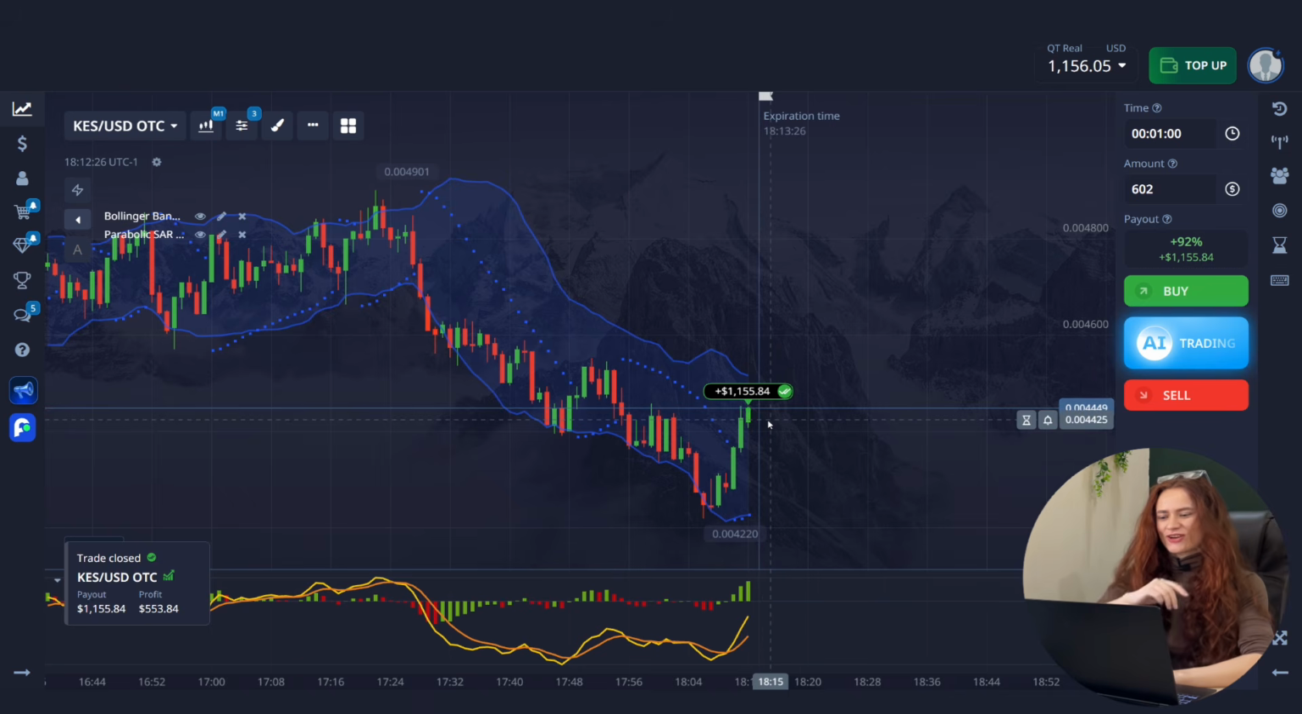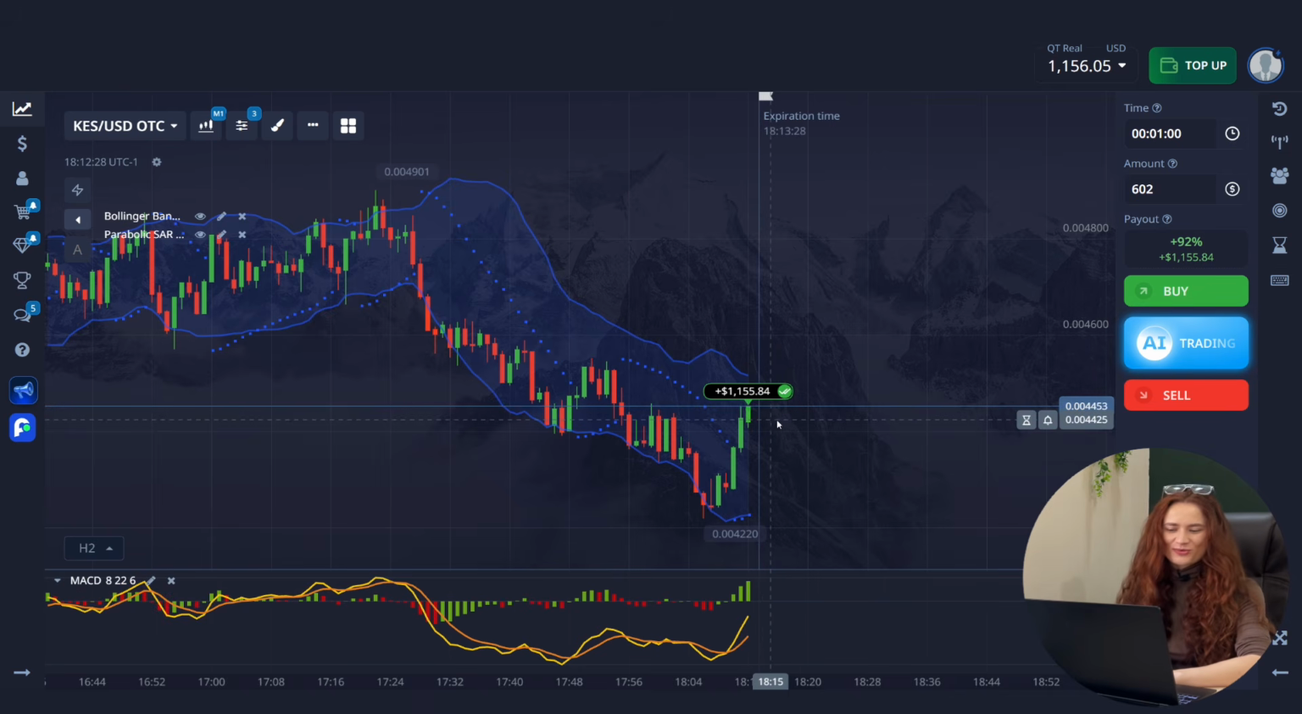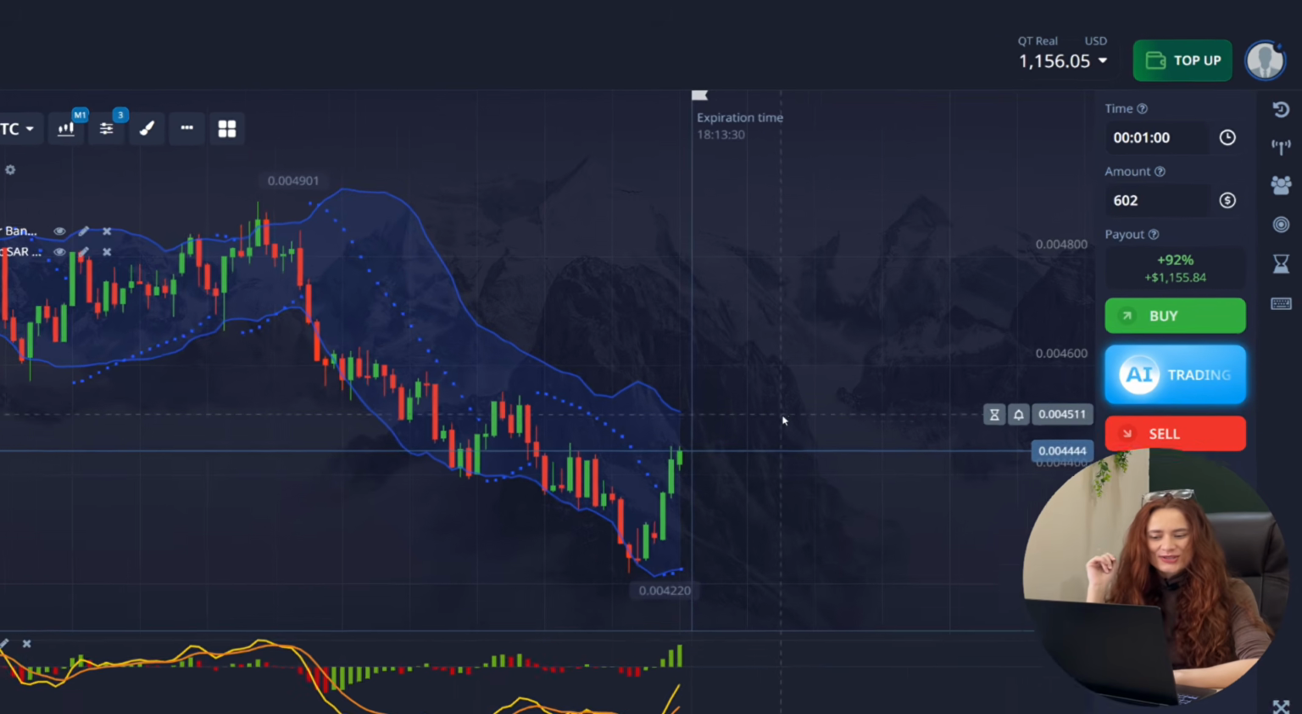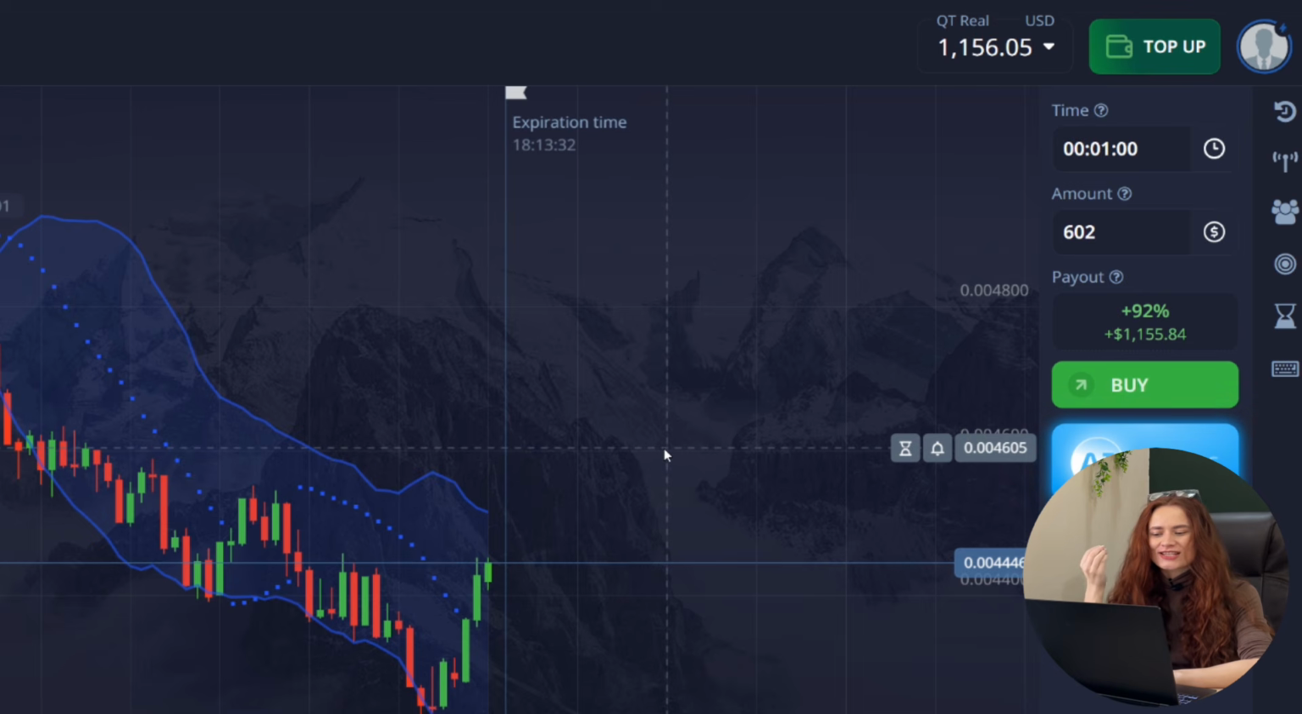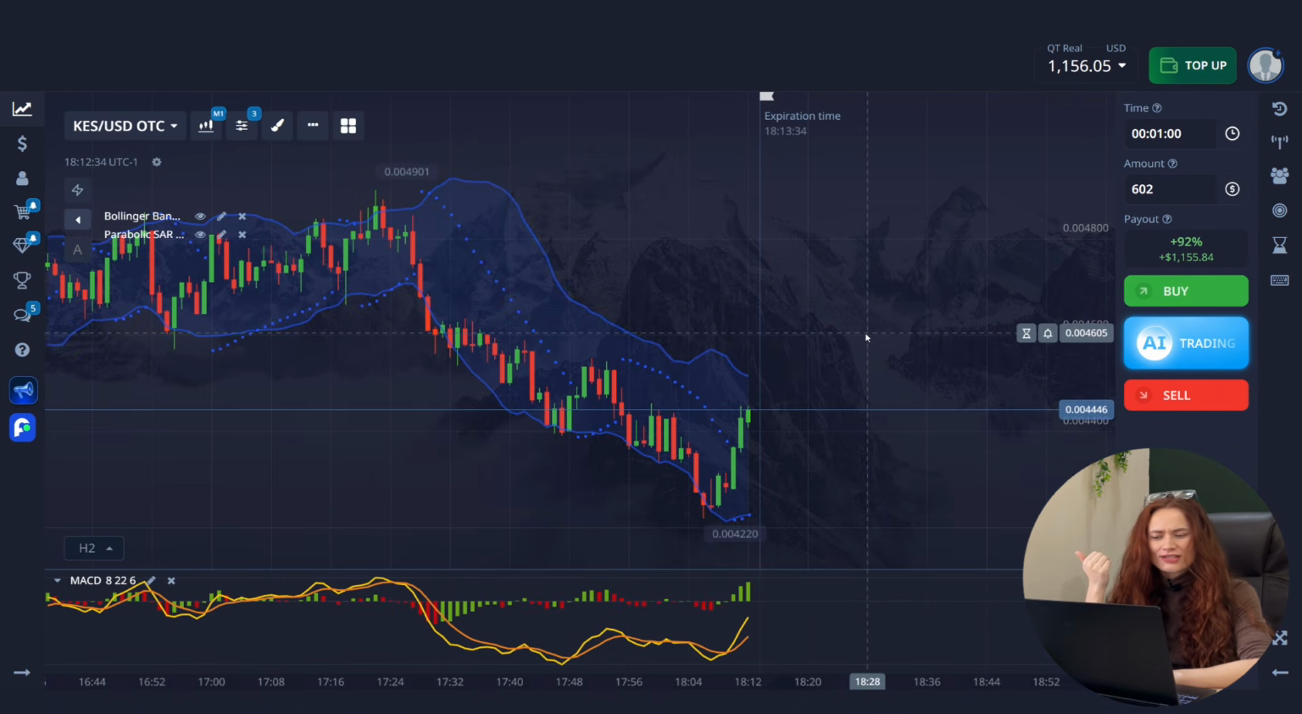Yes, yes, and yes, guys! 4 trades, 4 wins. And now my balance grew to $1,156. Can you imagine? Started with 100, and that's more than 10 times the starting amount for sure. That's what this strategy looks like when you follow the rules and don't rush.